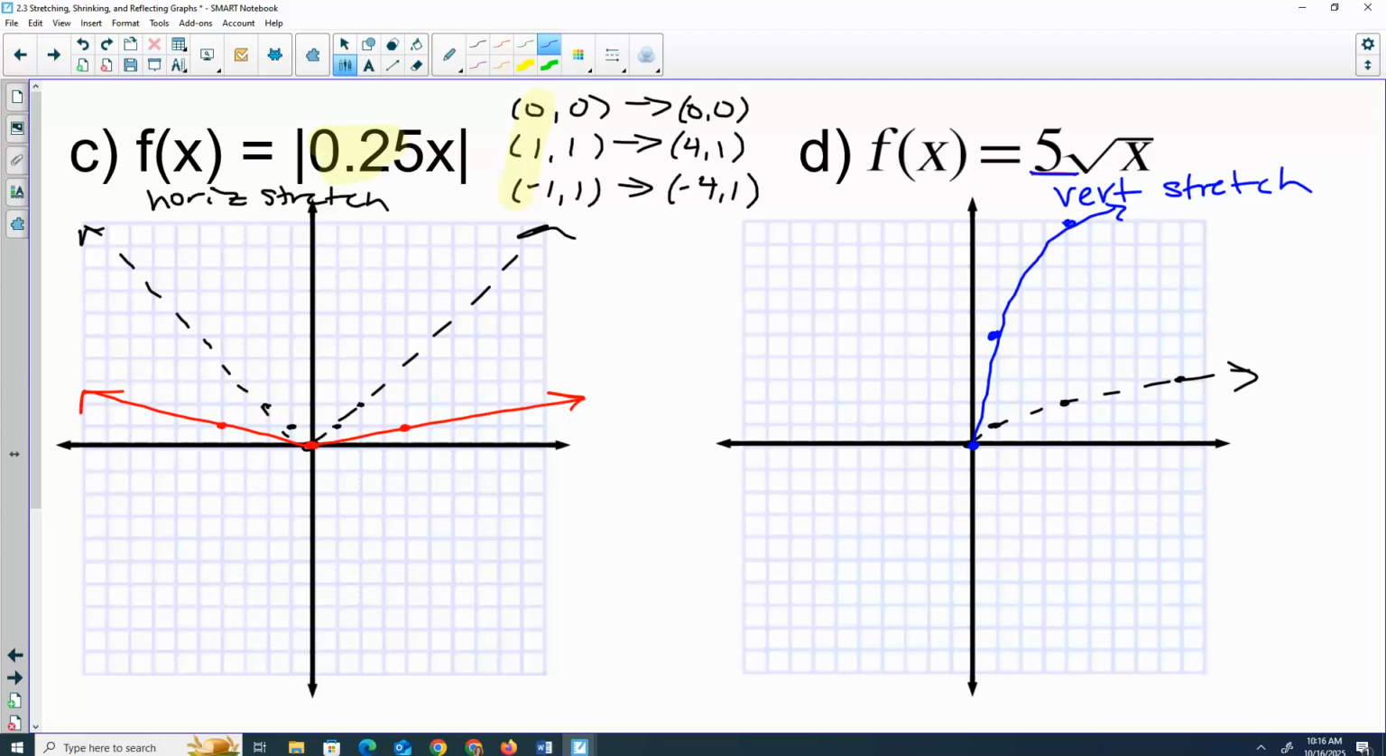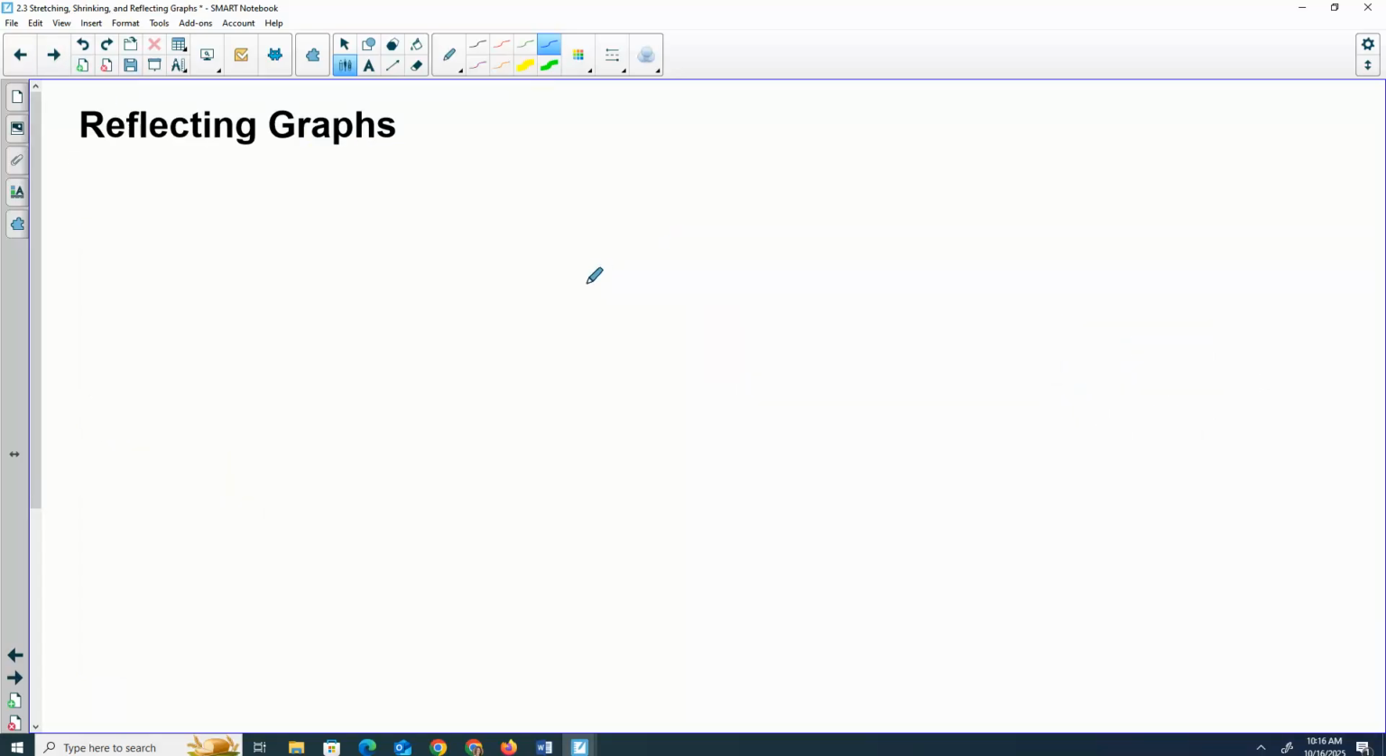Is anyone in here in Dan? So let's talk about reflecting graphs.